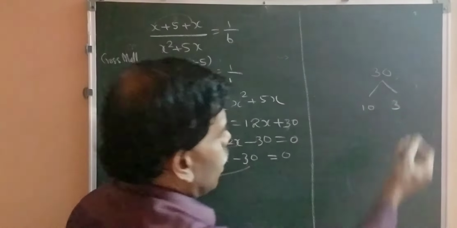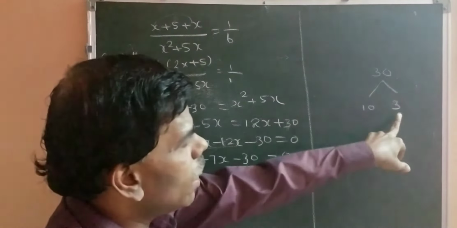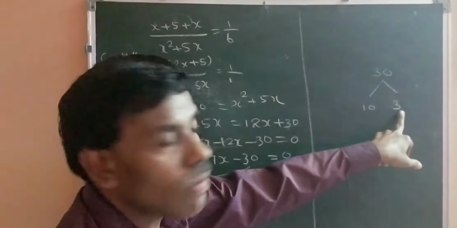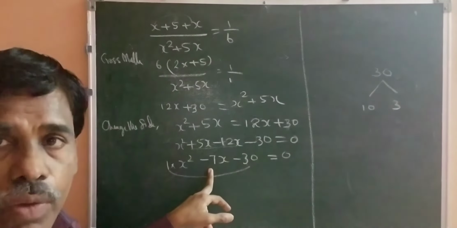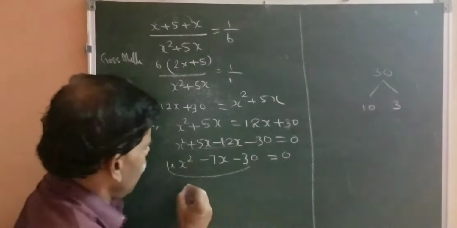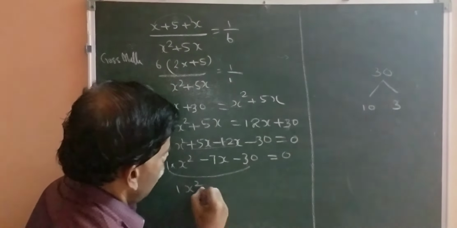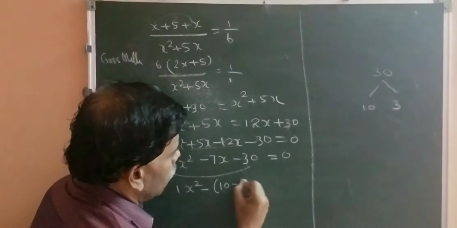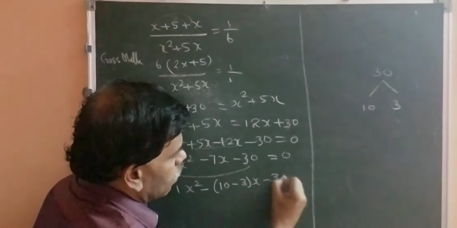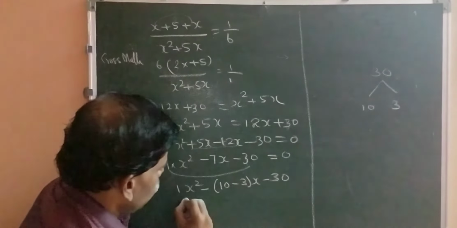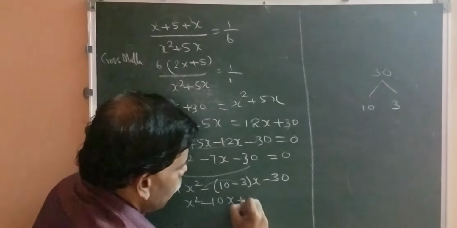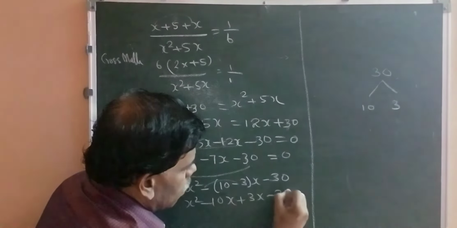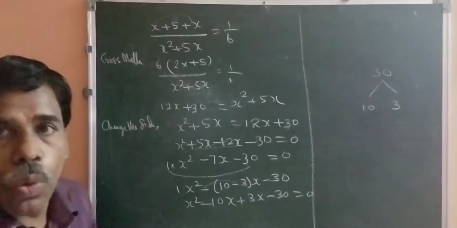10 and 3. So 10 into 3 is 30. When you add, you will get 13. When you subtract, you will get 7. So we want 7 only. So this 7 we will write as minus 10 plus 3, into x minus 30. Followed? So x square minus 10x plus 3x minus 30 is equal to 0.